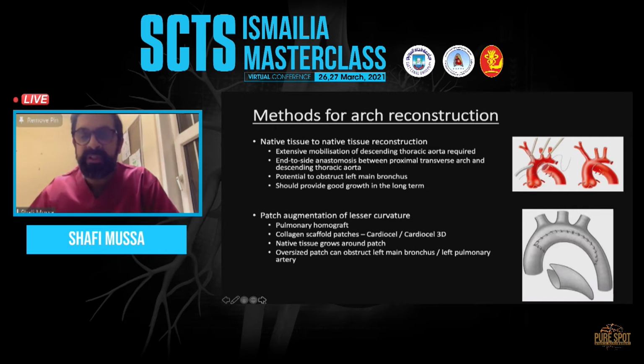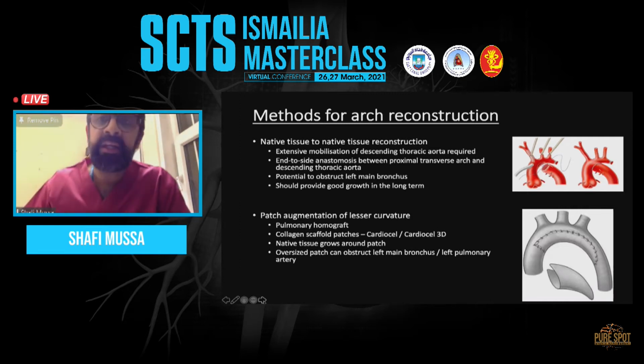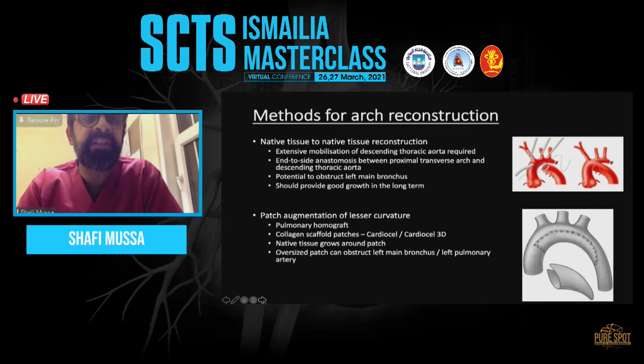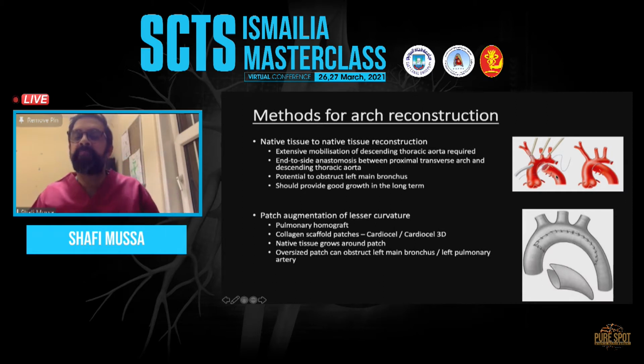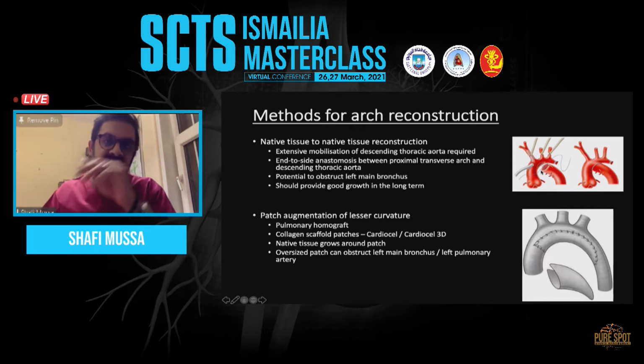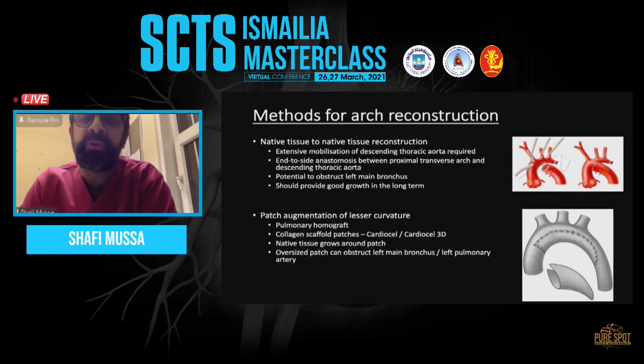And how can we then reconstruct the arch? Well, there are options of native tissue to native tissue reconstruction. So the top diagram here shows how the descending thoracic aorta needs to be mobilized extensively and then brought up and anastomosed to the proximal transverse arch. Now this is a tissue to tissue anastomosis and should provide good growth in the long term.